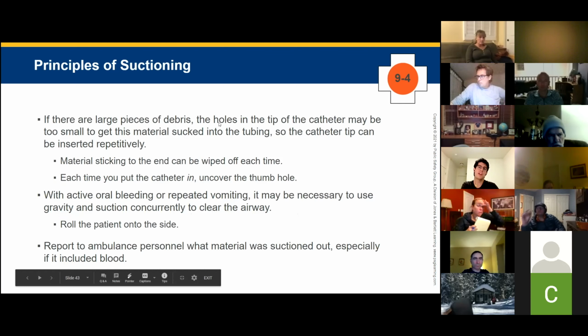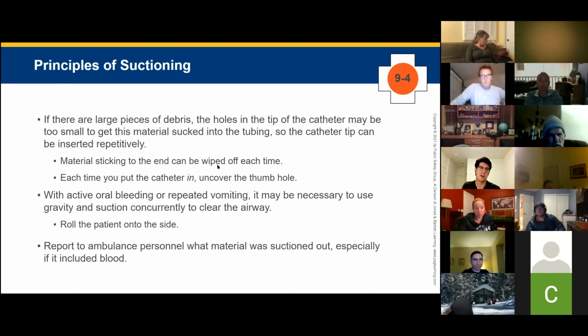Large pieces of debris can plug the tip of the catheter. So if you have material sticking to the end, you can pull it out and clean it off on something. Make sure that you have in mind that's going back in their airway. So you want to use something sterile if you're going to clean it off. You can use a clean glove, you can use a trauma dressing, but don't wipe it on the ground and then put it back in someone's mouth.